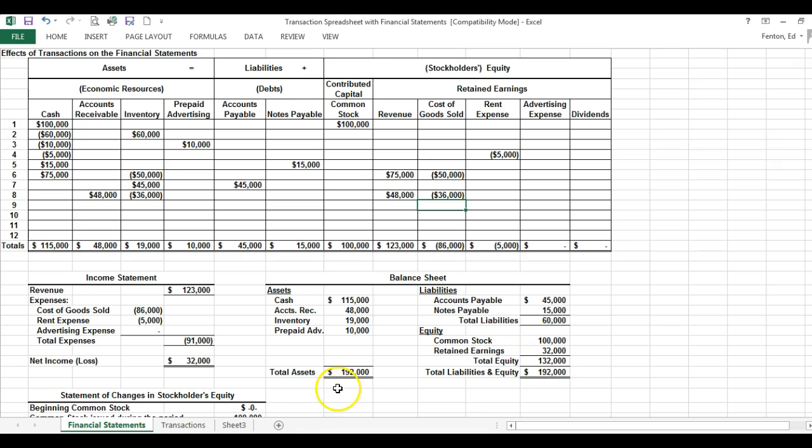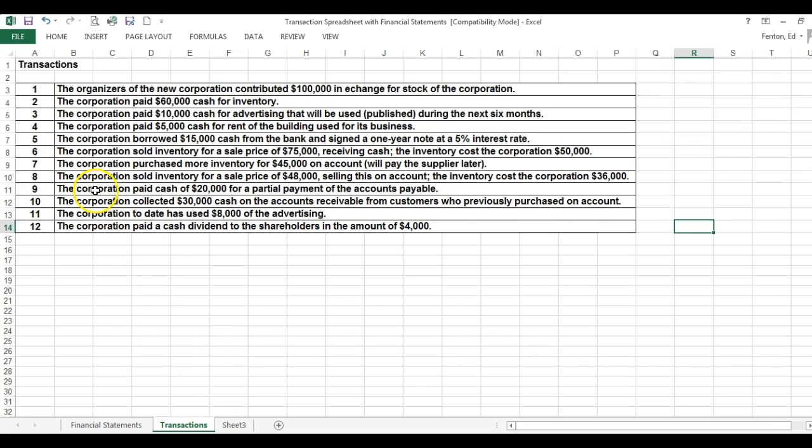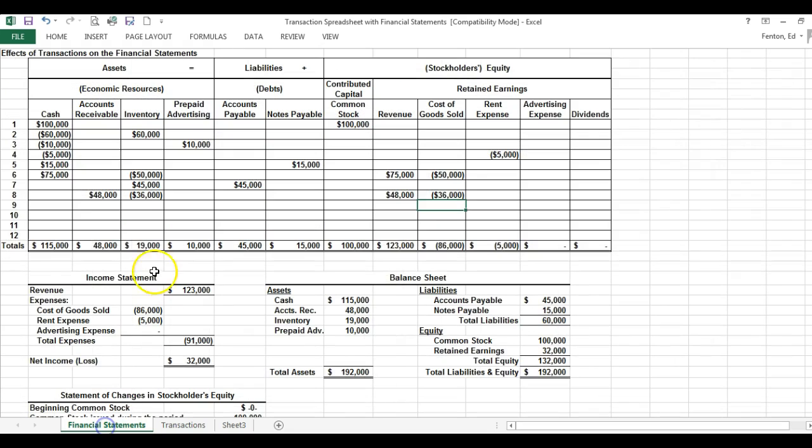Transaction 9. Paid cash, for partial payment of the accounts payable, $20,000. Cash is going out the door, $20,000, negative. Accounts payable we're paying off. The liabilities are decreasing, so $20,000 is on this side. With that transaction, net income was not affected, but cash went down, accounts payable went down by the same amount. Our balance sheet still balances.